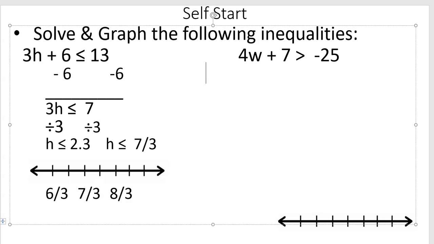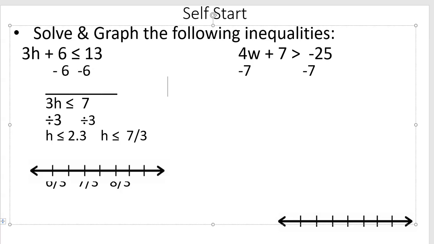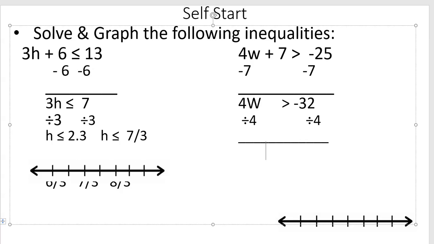On this one, minus the 7 from both sides. That gives me 4w. And the greater than comes straight down, negative 32. Divide both sides by 4. And that gives me a w here. Greater than comes straight down. Negative 32 divided by 4 is negative 8.